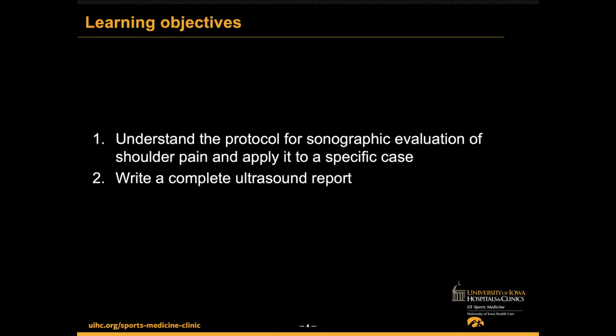Learning objectives for this case are the same as they have been for every other case in this series. We're going to try to understand my protocol for sonographic evaluation of shoulder pain and then apply it to a specific case. And then as we go, I'm going to talk through the ultrasound report just so that the images are fresh in our minds when we're describing things.